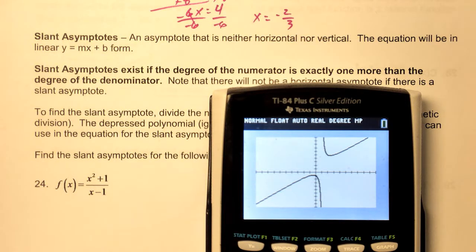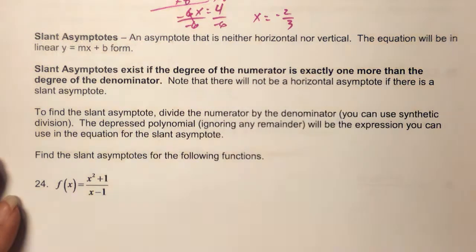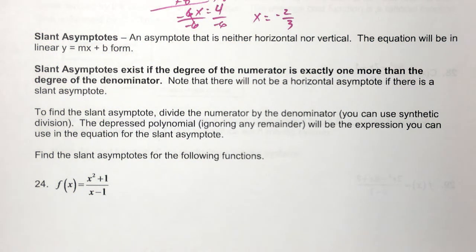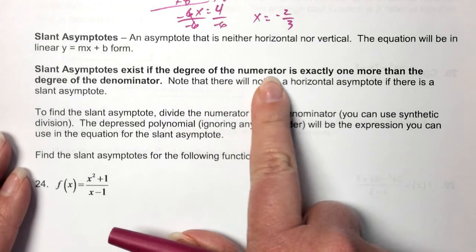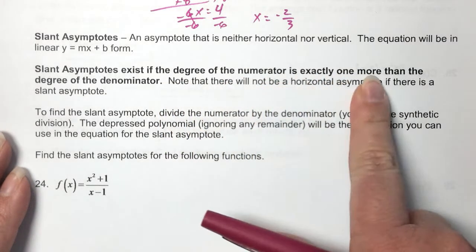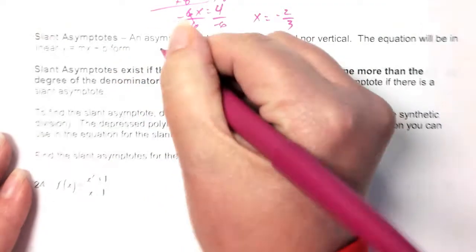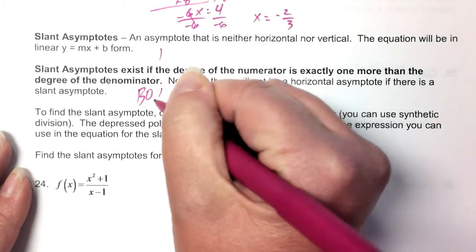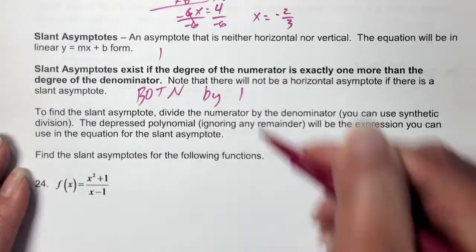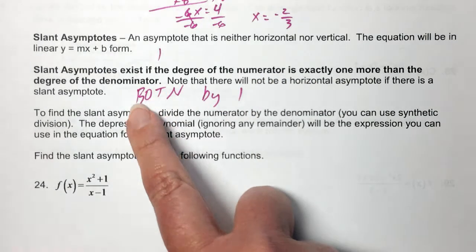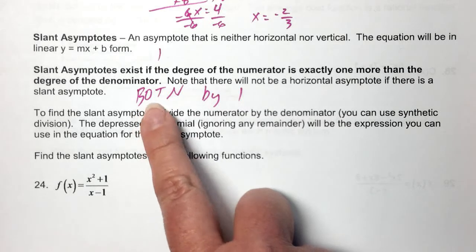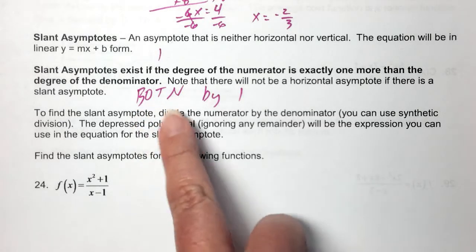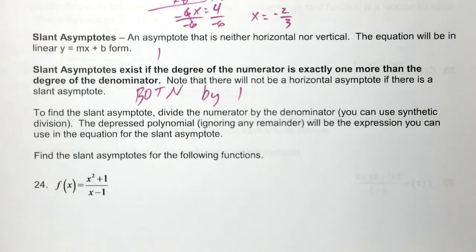Now notice, not all rational functions have slant asymptotes. In fact, slant asymptotes only exist if the degree of the numerator is exactly 1 more than the degree of the denominator. I like to say that as it's a bigger by 1. So if the exponent is bigger on top, there's no horizontal asymptote. Big on top, none for the horizontal. But if it's bigger by 1, there is a slant asymptote.